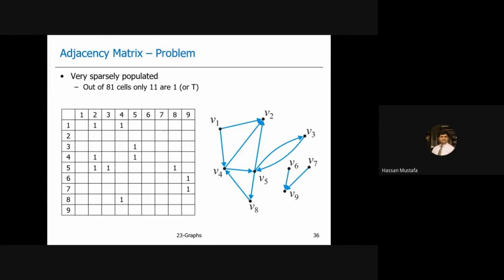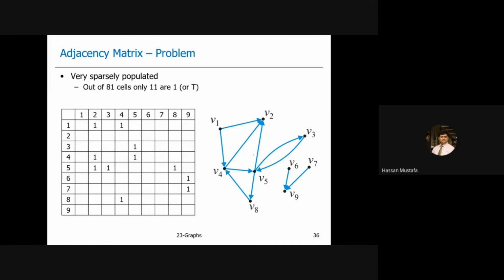Okay, and then it's sparsely populated. Like I said, there are only 11 ones in the matrix of 81 cells. So that's the wastage of the space. In fact, I only needed to store this information that there are only 11 edges. I should have stored only 11 values and not the other 70 zeros in this matrix.